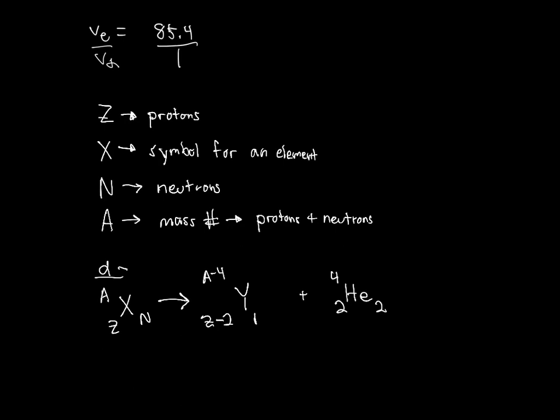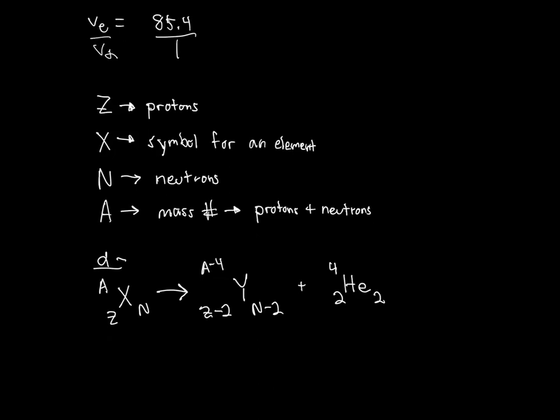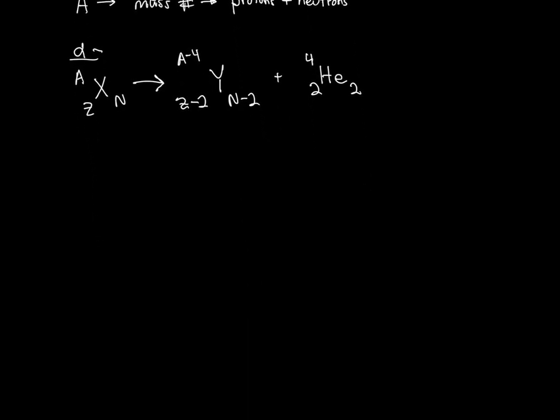And what happens to the number of neutrons? Can I have the same number of neutrons? Nope, I need to lose a couple neutrons too. N minus 2, because those 2 neutrons go into the helium. Okay, so there's an alpha decay. Pretty straightforward.